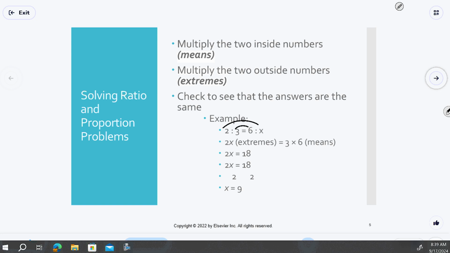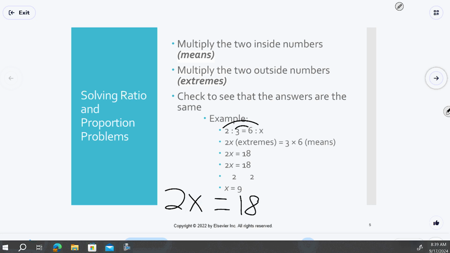So 2 times x is on the outside. When I do 2 times an unknown number, a letter that I'm trying to represent, it just leaves me 2x. When I write that, I'm saying that in the future I need to take 2 times the x, but I can't do that until I know what it is, so I have to find out what x is. The middles is the 3 times 6, which is 18. So then I get stuck with something that looks like this.